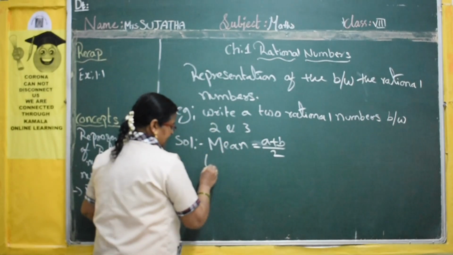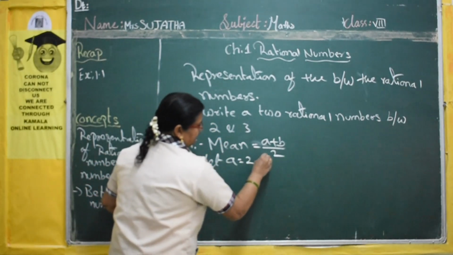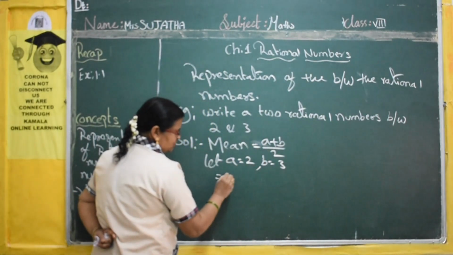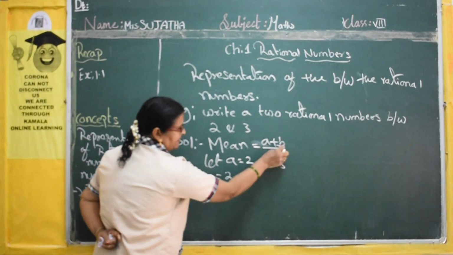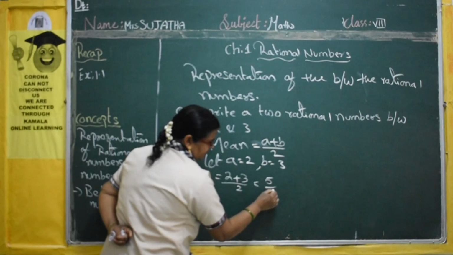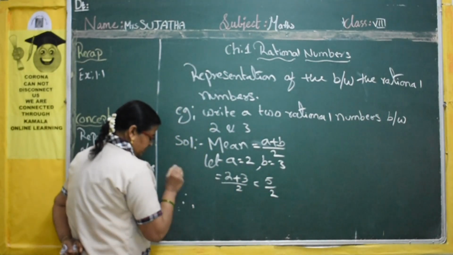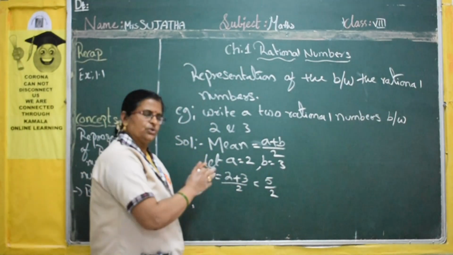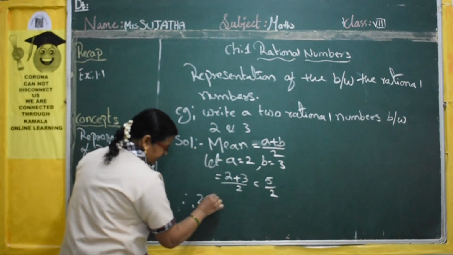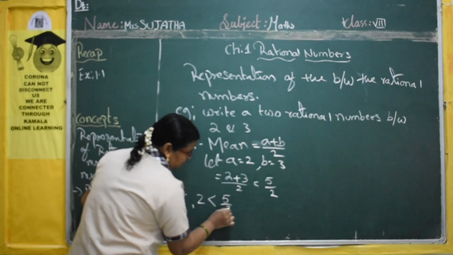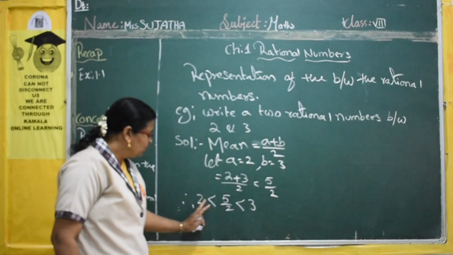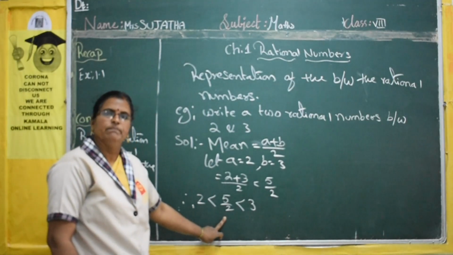Let a is equal to 2 and b is equal to 3. Now (a plus b) by 2: a is 2, plus b value is 3, by 2. 2 plus 3 is 5, so 5 by 2. Therefore, for each and every step you should write compulsory therefore. Now what is the starting number? 2 is less than 5 by 2 is less than 3. Understood children? Between 2 and 3 we got one rational number.